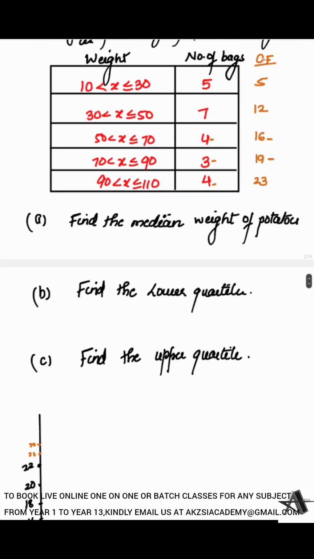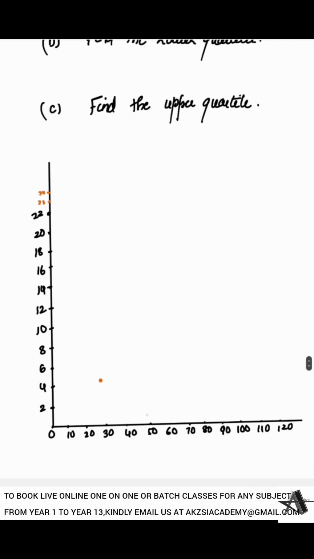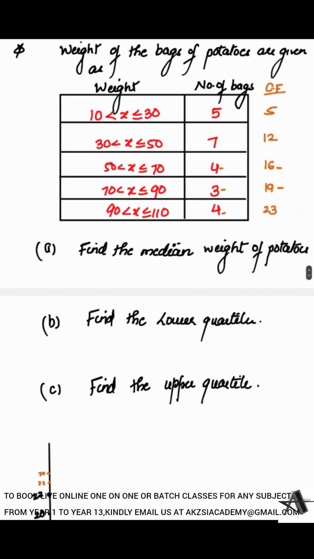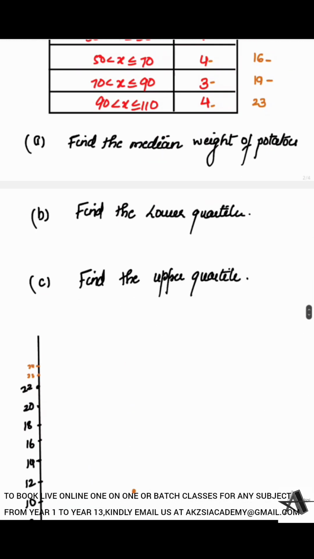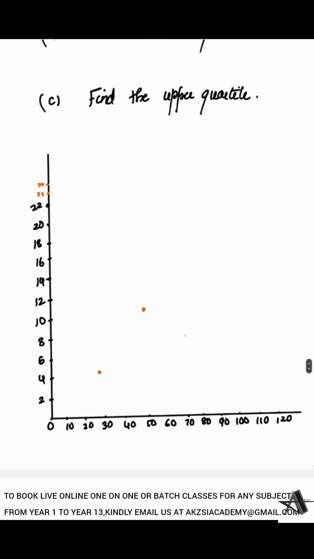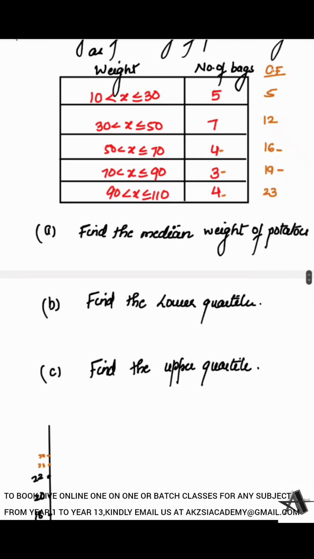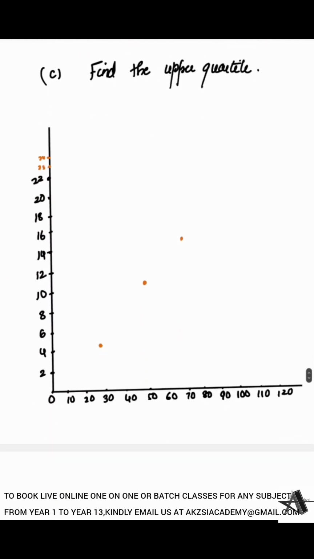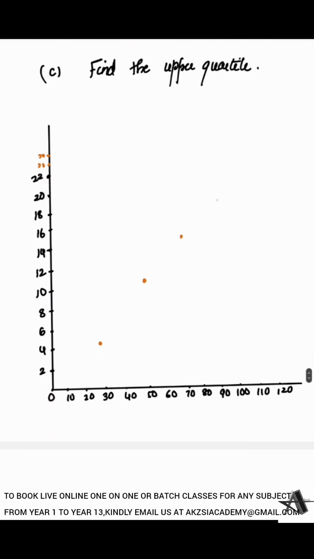Next is 50, corresponding is 12. Next is 70 and 16. Then 90 and 19. And 110 and 23. So join them together. Obviously this one is not very correct, but this is the format that you have to follow. This is the way you have to solve.